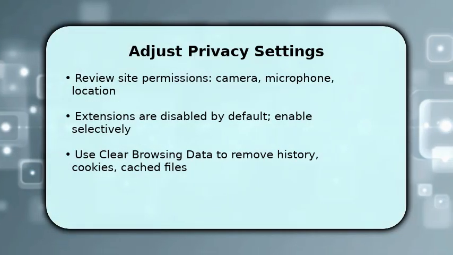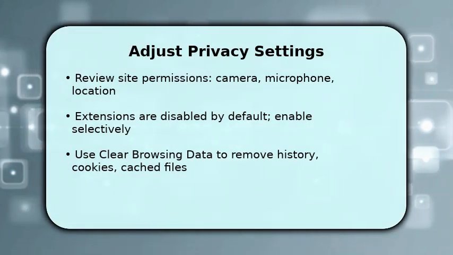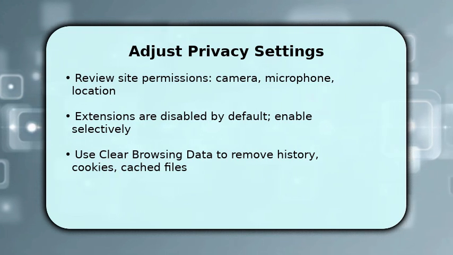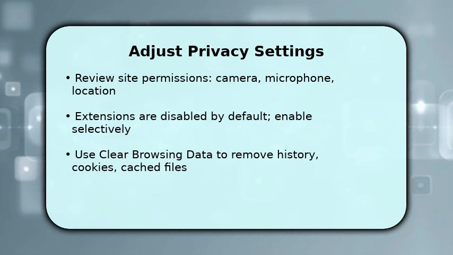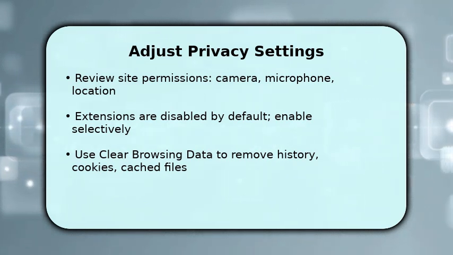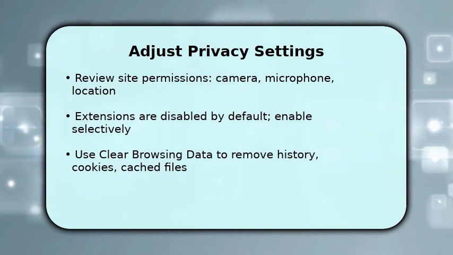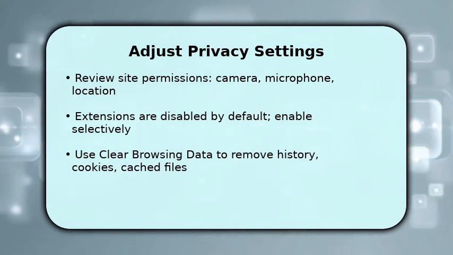Now you'll refine how private this session really is. Click the lock icon in the address bar to inspect permissions like camera, microphone, and location. Change them to block if you want more privacy. Remember, extensions are disabled in Incognito unless you explicitly allow them.